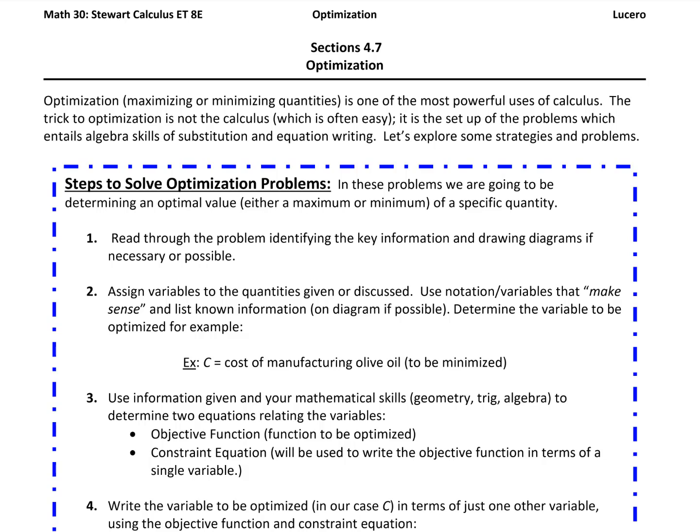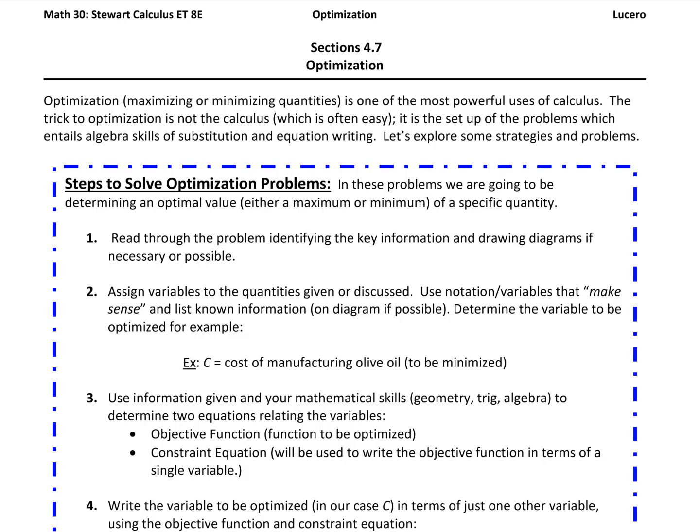The calculus portion is something that we have been doing throughout this entire chapter and have gotten pretty good at, and that is finding where maximums and minimums lie. Given a function, finding where the maximums and the minimums are. That's something that we should be pretty comfortable with at this point.